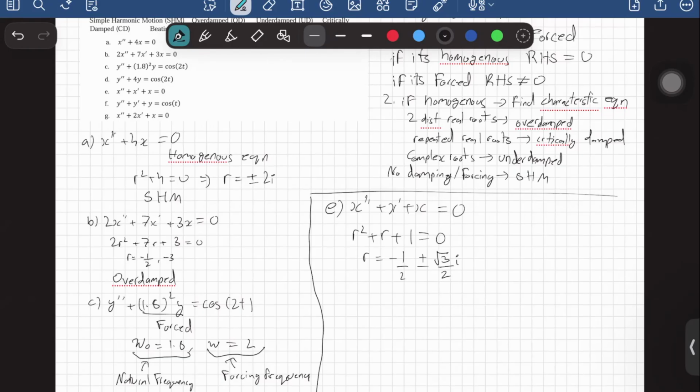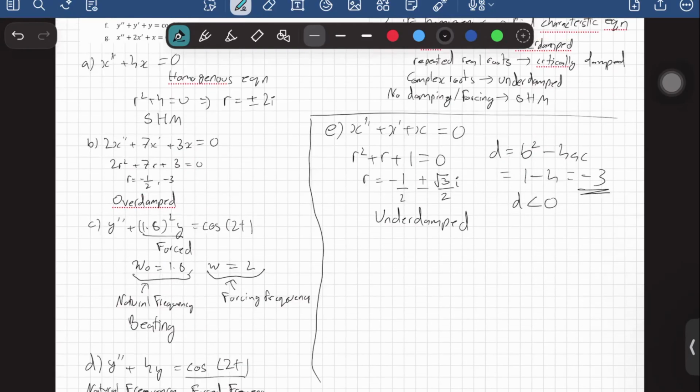Since our characteristic equation's roots are complex, this is a complex number. And if we try to find the discriminant, which is b squared minus 4ac, this is basically 1 minus 4, which is negative 3, right? So since our discriminant is less than 0, this indicates that the equation given to us is underdamped. Okay, let's get on to the next one.